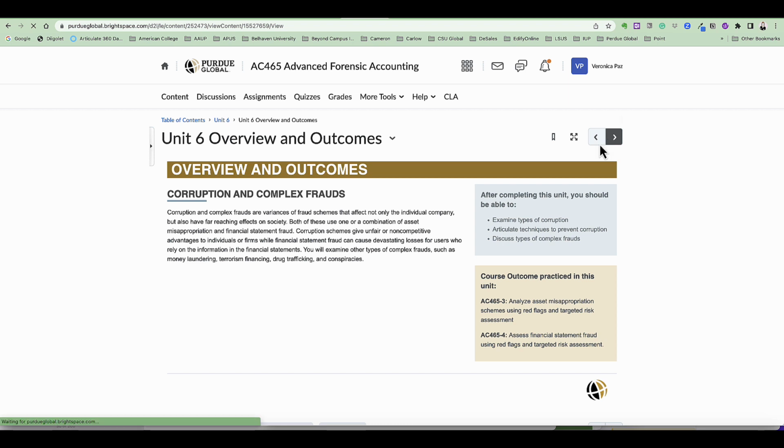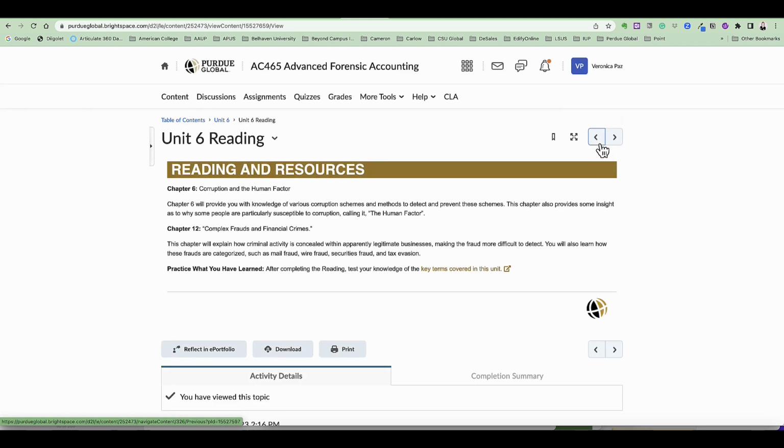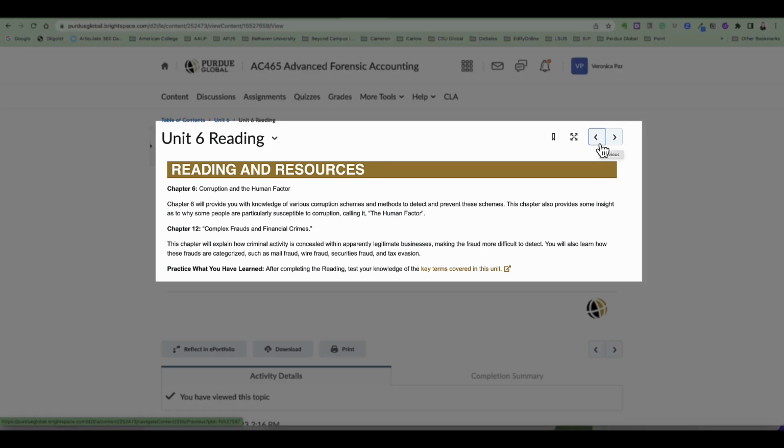So once we move on within our Unit 6, you will see the readings for our unit. Basically, you're going to read Chapter 6, Corruption and the Human Factor, where this chapter will give you some knowledge of the various corruption schemes and methods to detect and hopefully prevent these types of schemes. This chapter also will give you some insight as to why some people are particularly susceptible to corruption, which is known as the human factor.